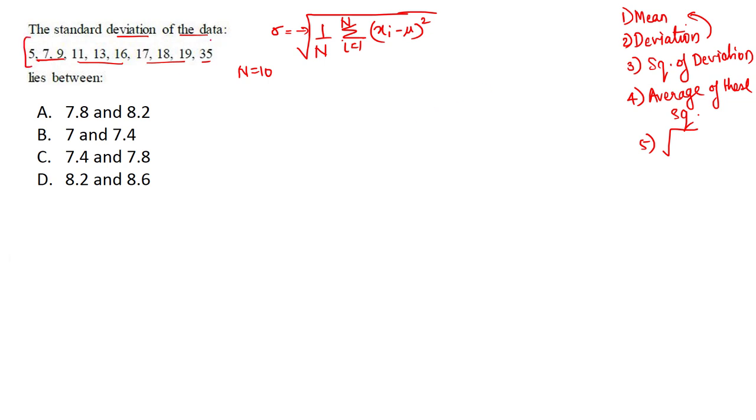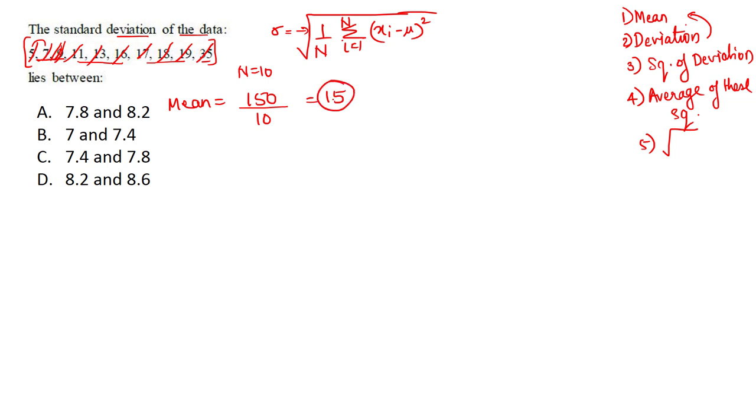What is the mean of these values? Mean is going to be very easy. Let's calculate. 35 plus 5 is 40. 40 plus 20 is 60. And 13 plus 7 is 20. 60 plus 20 is 80. 80 and 35 comes out to be 115. Then 121, 131, 140, 150. So the total summation of all the numbers is 150, divided by total numbers, that is 10. So the mean comes out to be 15.